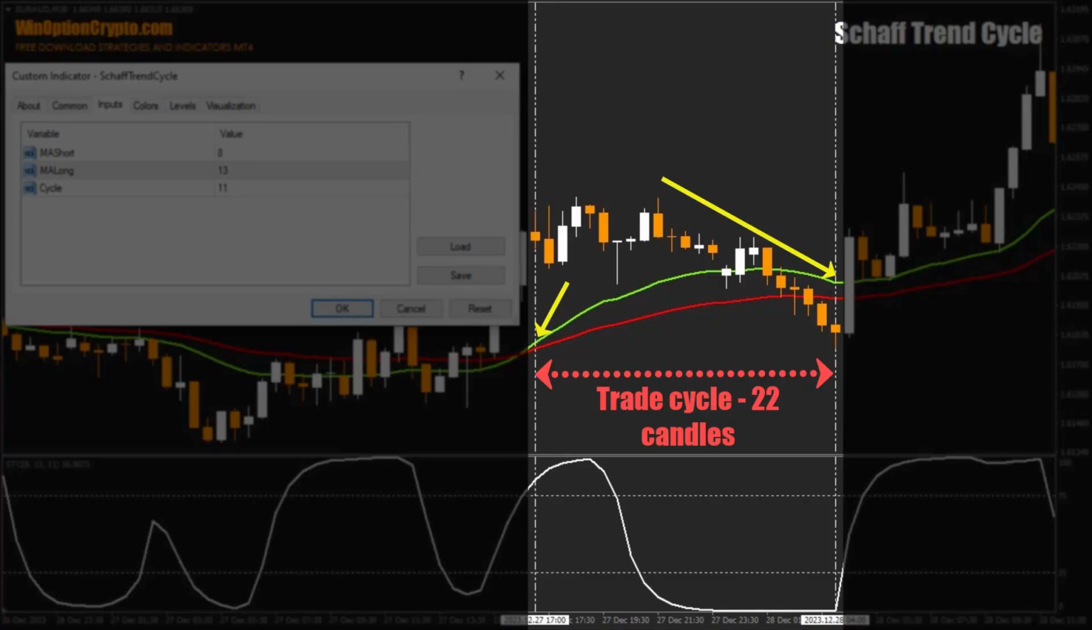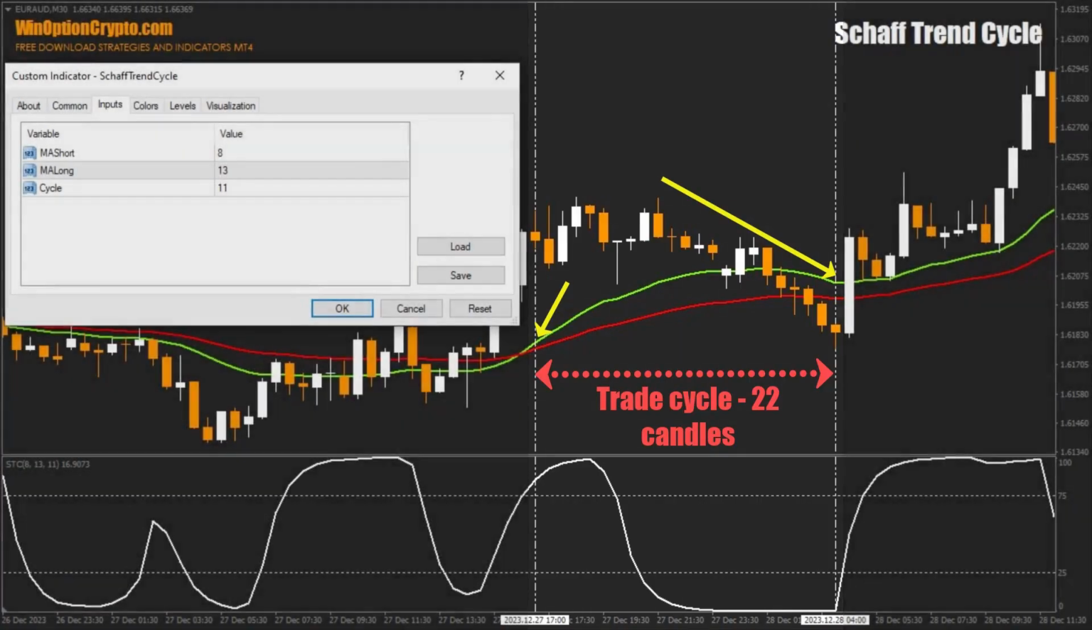Therefore, the optimal value of the cycle coefficient for this tool and time interval will be 22 divided by 2, 11. In general, we recommend using the Schaff Trend Cycle indicator in combination with other indicators and price action models. In them, you will be able to see successful options for combining Schaff Trend Cycle indicator with other methods of market analysis to achieve stable results. Among the disadvantages of this tool, we will note the lack of notifications, which makes working with it less comfortable.